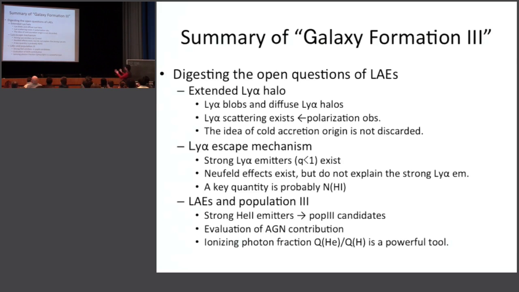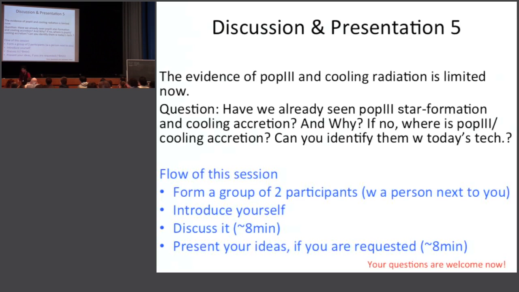So this is the summary of galaxy formation 3. I talked about three topics. One is the extended Lyman-alpha halo, and the bottom line is the extended Lyman-alpha halo and Lyman-alpha escape mechanism, and the other is Population 3. Time is running out, so I would like to move on to the discussion and presentation section. Again, the question here is: have we already seen Population 3 star formation and cold accretion, and why? And if not, where are Pop 3 and cold accretion, and how can you identify them with today's technology? So please go ahead and discuss.